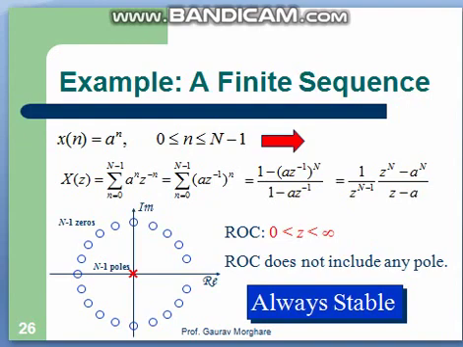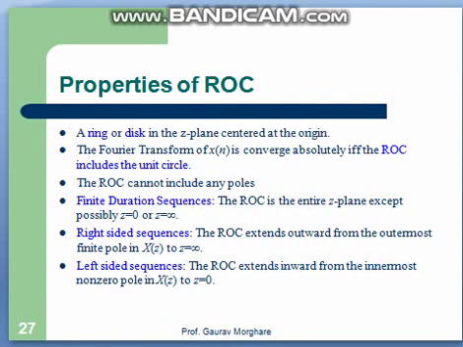So here the term a Z inverse should be lesser than 1. After substituting into the geometric sum series formula, we'll get this answer. The ROC for this sequence is 0 to infinity. This is always a stable system.